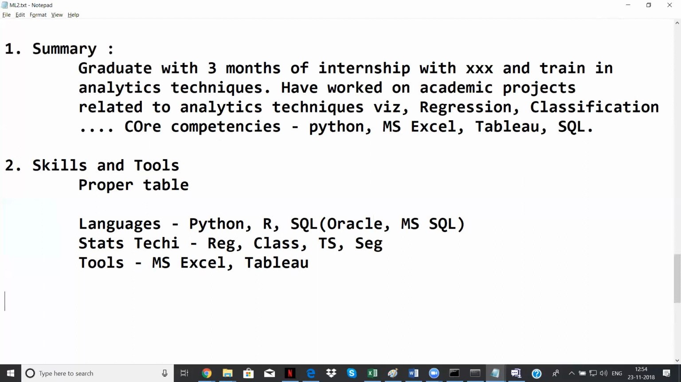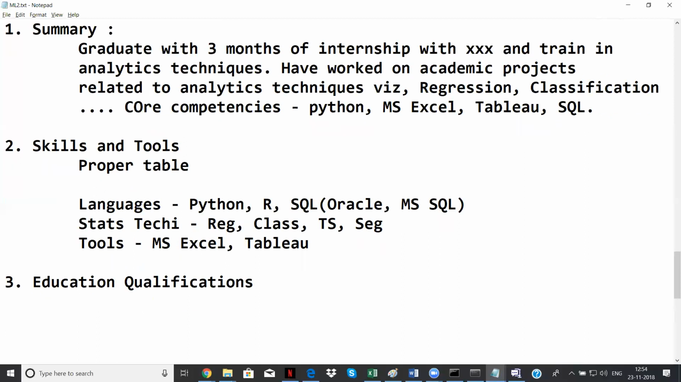Next up, this should be in a proper tabular manner. It should be a proper table. I should be able to see a proper table over here. Third comes your qualifications. Yes, education qualifications. Right? So mention it.